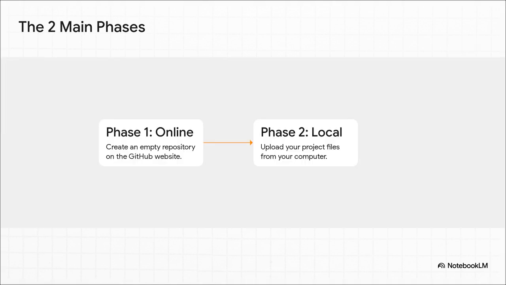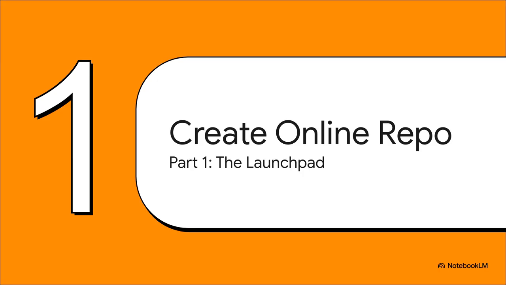So here's the game plan, and trust me, it's way simpler than it sounds. It really just breaks down into two main parts. First, we'll set up an empty space for your project on the GitHub website. Then we'll hook up our local files from our computer and send them up there. That's the whole thing. All right, let's dive into part one, creating that online space, your online repository.